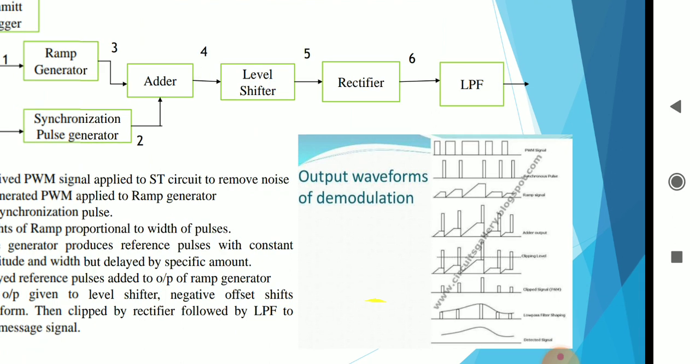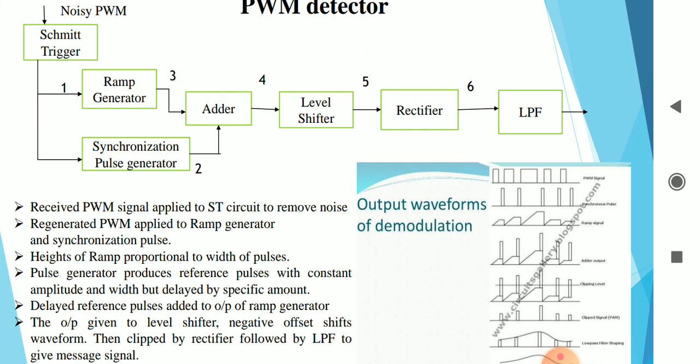So here the PWM detector is going to make use of a ramp generator and synchronization pulse generators. So there should be some synchronizing pulses required in order to identify the reference value, so that it can generate my demodulated signal at the output stage.